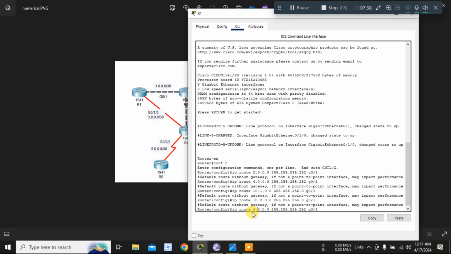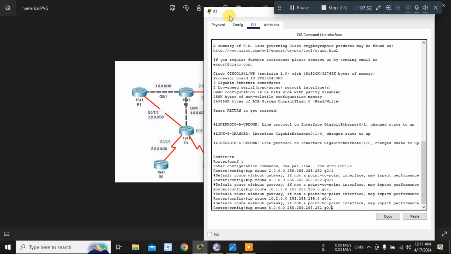So 5 via gigabit Ethernet. But you have to remember one thing: this 5 network, this router 1 can reach, that can pass via this route or via this route. Here gigabit Ethernet 0/1 is a bit longer route, so I will provide the shorter route, that is gigabit Ethernet 0/1/0.